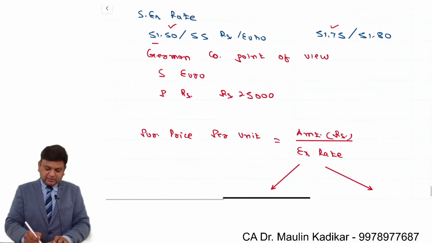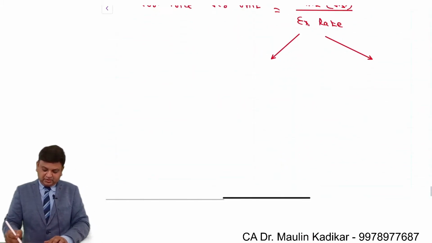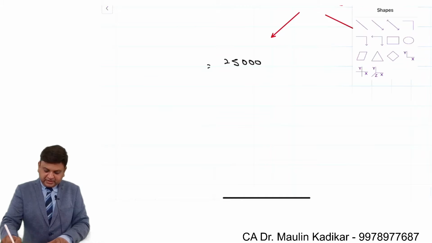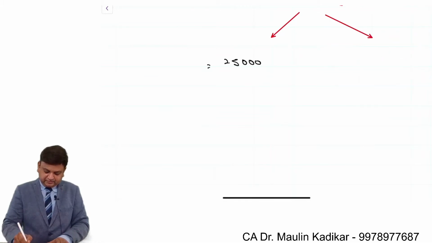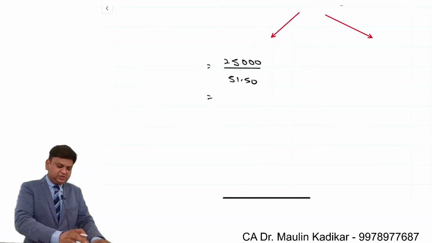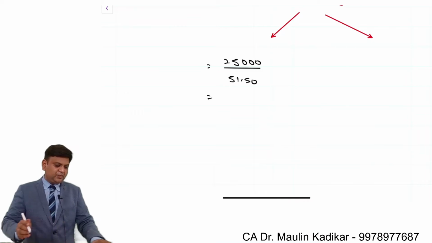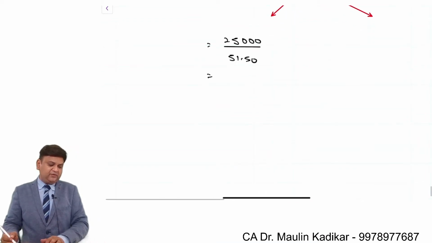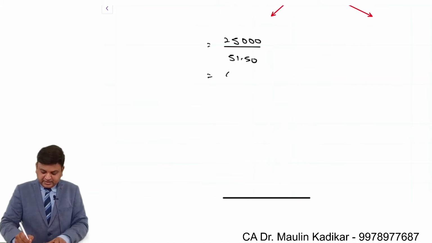In the first part of the question, it was 51.50. So we can say that rupees 25,000 divided by 51.50. So the price at which it can buy the air conditioner is 485.4369 or 485.44. That is the price at which the air conditioner can be purchased.